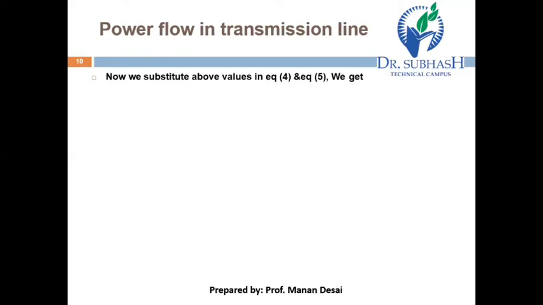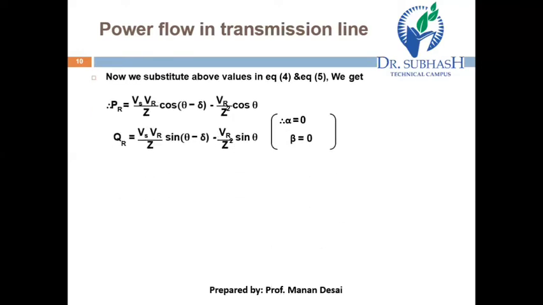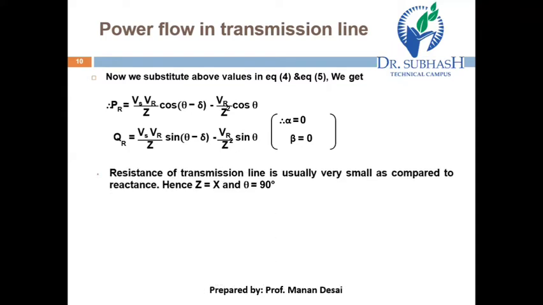Now, further simplifying equations 4 and 5, we get PR is equal to Vs VR upon Z minus VR square upon Z square cos theta. See, we put the value Z in the place of B and we remove A because it is 1. QR is equal to Vs VR upon Z sin(theta minus delta) minus VR square upon Z sin theta, because alpha is equal to 0 and beta is equal to 0.